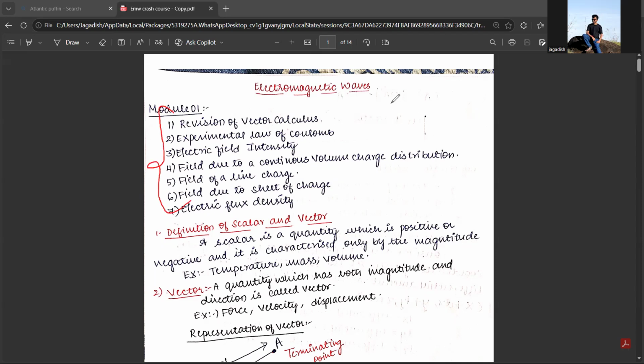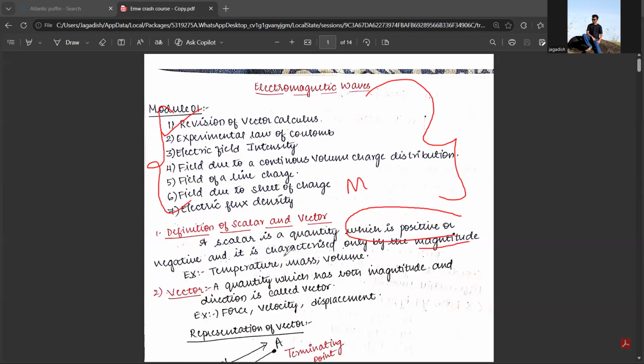So first, coming to the revision of vector calculus. You already know what a scalar quantity is, students. A scalar quantity is a quantity which is positive or negative, and it is characterized by only magnitude. If it has only the magnitude, not the direction, we will call it a scalar quantity. So what is a vector quantity? We will be dealing mostly with vectors only. A quantity which has both magnitude and direction is called a vector.